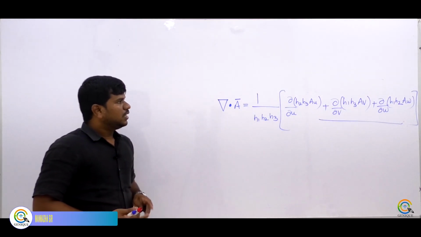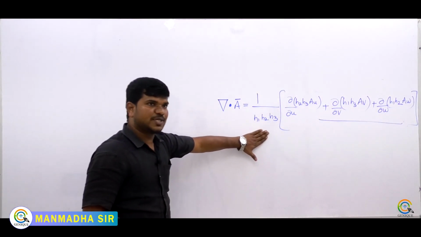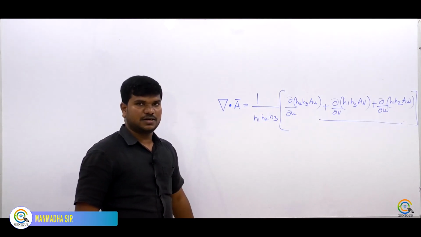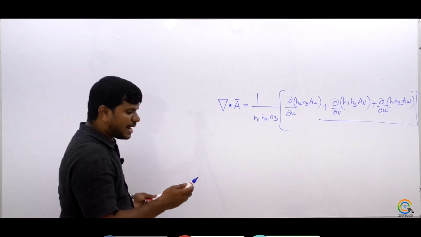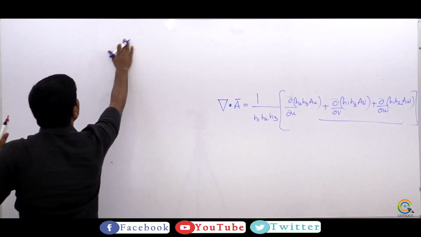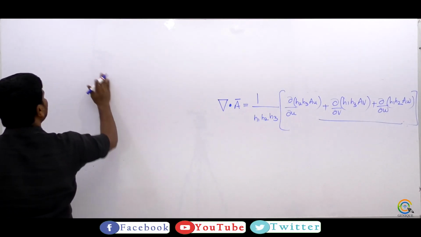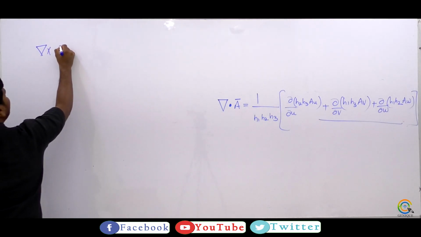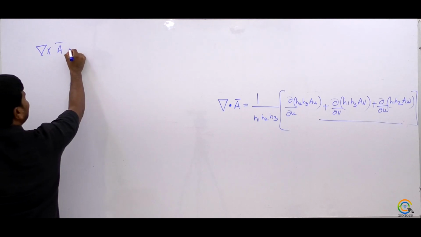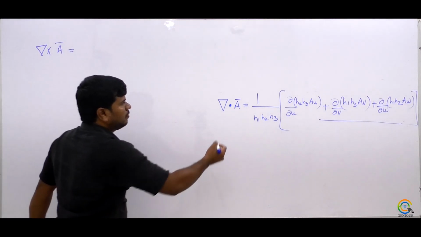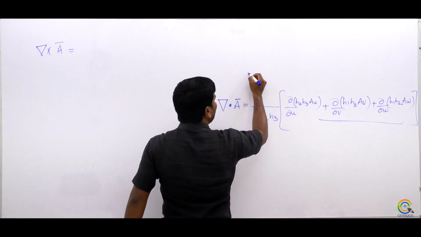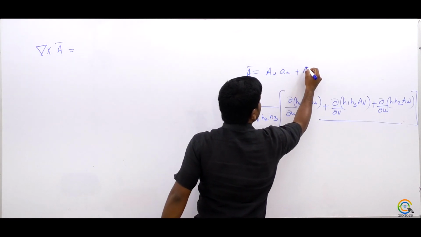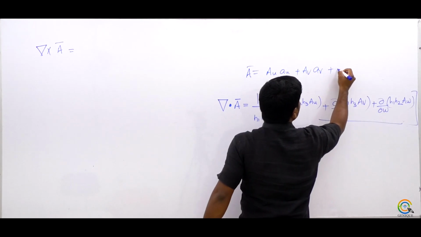Suppose, see, this is the expression for what? The divergence of the generalized vector. So you can write the curl for any vector, del cross A, where A is equal to AU plus AV plus AW.